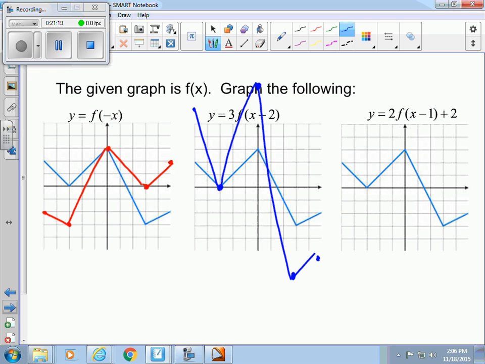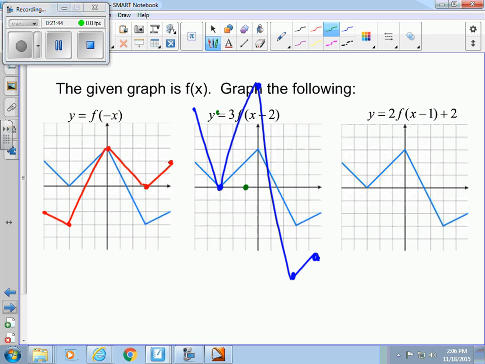Now, to the untrained eye, some people say that looks skinnier. Yeah, but it's really just vertically stretched up, and we kind of talked about why those appear the same. And so that's what the 3 does. What does the minus 2 do? Takes it and moves it by 2. So every point would be moved right 2.